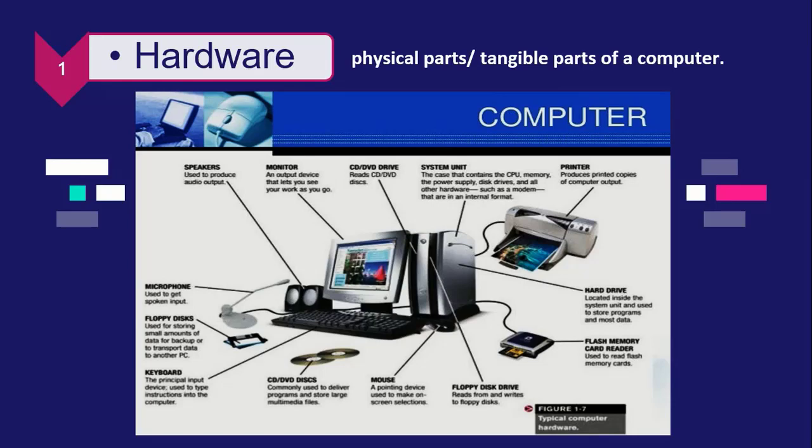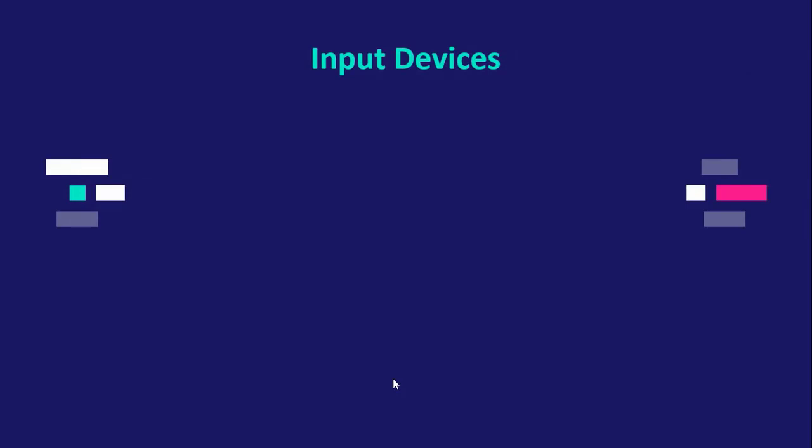Okay? And then also, you can see the keyboard. You also have the speaker or the mic or the webcam, if there is. Okay? So that is the typical setup of a computer system. So let's look into the details of different types of hardware. Let's start with input devices.